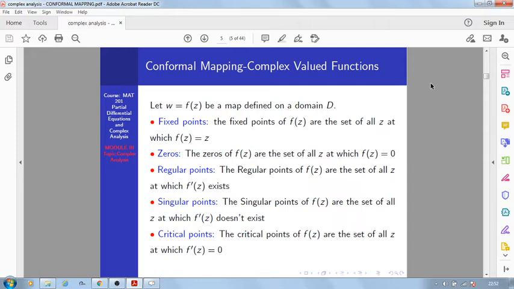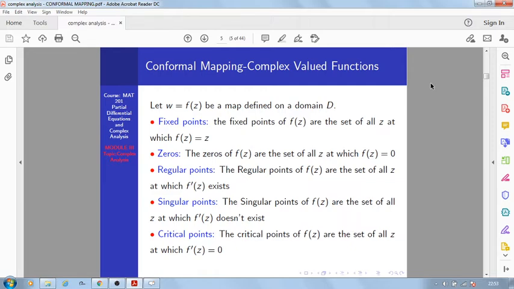Now today we are going to see the concept of conformal mapping, and before entering into that topic, let us discuss some important points while we consider a complex mapping. And those points are fixed points, zeros, regular points, singular points and critical points.